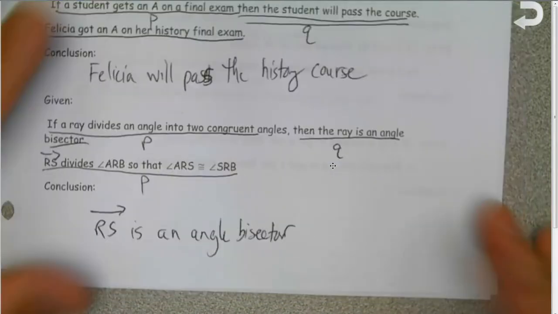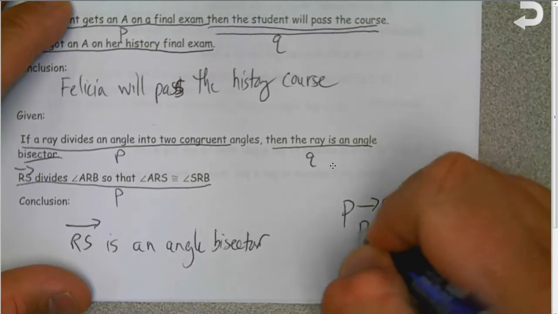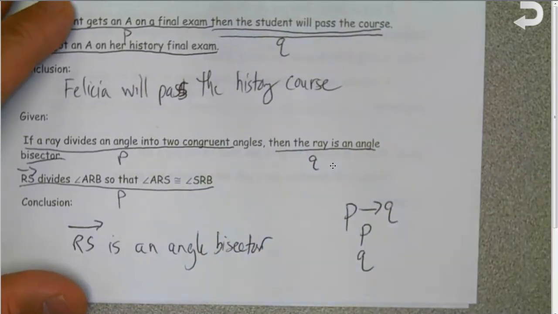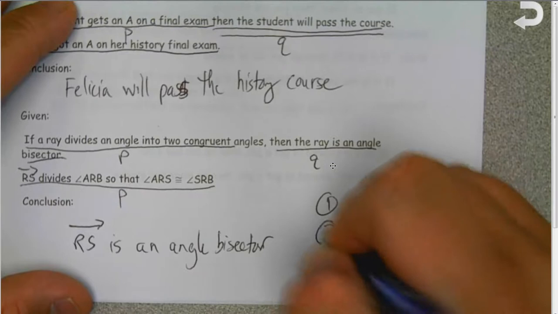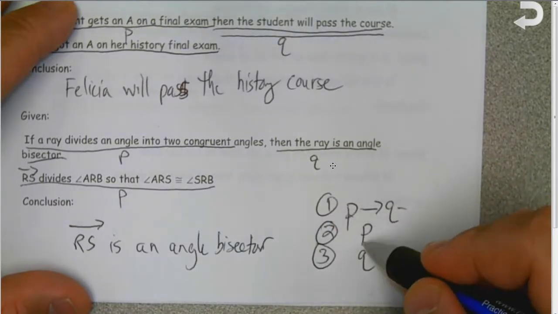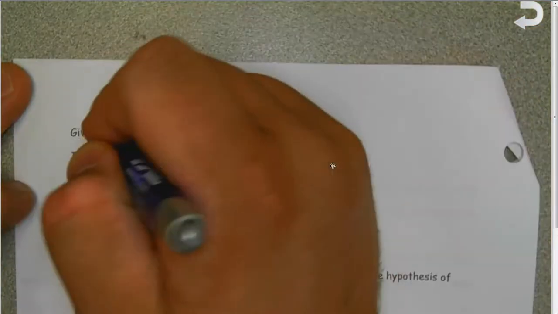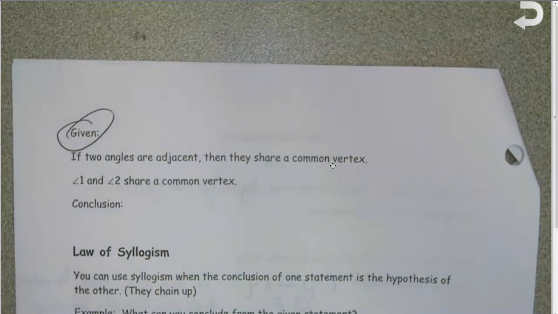That's the law of detachment. It's that simple. P to Q, then P, then Q. That's the 3 steps. You write a hypothesis, a conclusion, you restate the hypothesis, you restate the conclusion. Do this one on your own, and we'll see how you do. We'll check it in class tomorrow.